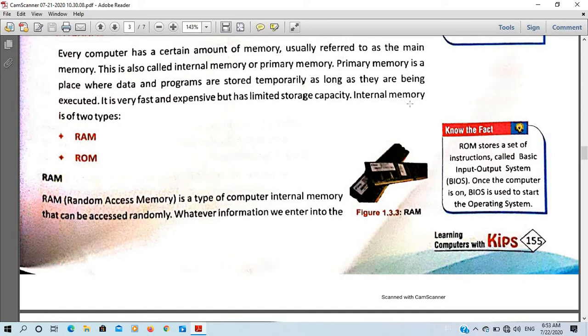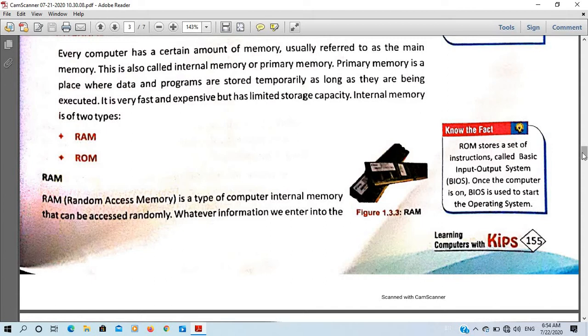For example, ROM contains the BIOS. I had told you what BIOS is, that is basic input output system software. It is stored in the ROM, and that ROM is set in the motherboard of the computer. That BIOS is very important for installing any type of operating system, whether it is Windows 7, Windows 8, or any Windows, or even other operating systems, whether Linux, Unix, or any other.